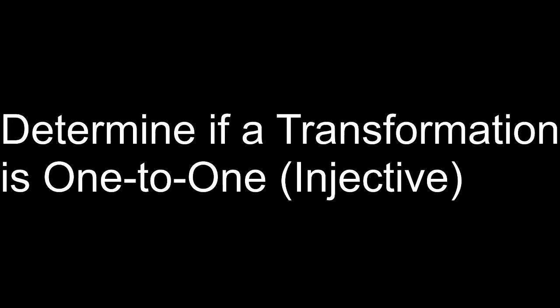So I'll start off by defining what it means for a transformation between two vector spaces to be one-to-one. I'll define it in a couple ways actually, and one of those ways will be very important for us in order to prove that a transformation is indeed one-to-one.